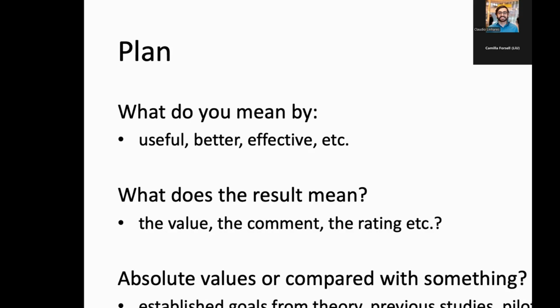And you should always think about establishing some sort of goal. You can do it from theory. You can do it from previous studies of your own or other authors, or you can also conduct pilot studies. Try to find thresholds: what rating would be acceptable for a good visualization, what rating is acceptable for an excellent visualization, or one that actually needs to be redesigned in some way. So don't forget that.